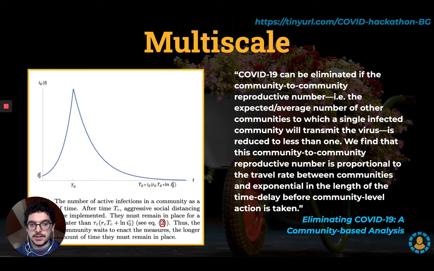So we find that this community-to-community reproductive number is proportional to the travel rate between communities and exponential in the length of the time delay before community-level action is taken. So what this paper is hinting at is the possibility that you could fragment the population where COVID is present into different communities. What would be crucial is that each community on its own understands that once they are affected, they need to react right away to avoid this exponential increase.